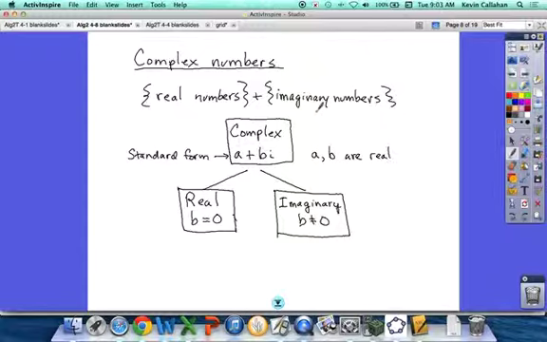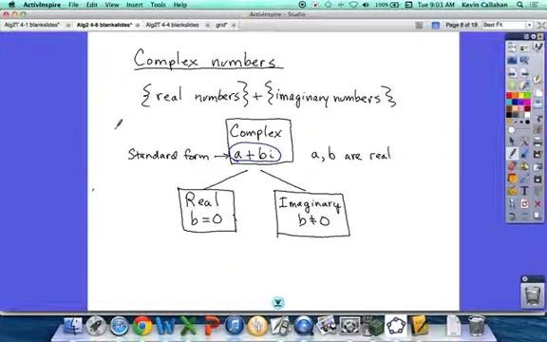Complex numbers are usually written in this form right here, a plus bi, where the a and b are just real numbers. So it means you got two parts to a complex number. You got a real part, which is the a, and you got an imaginary part, which is the bi.